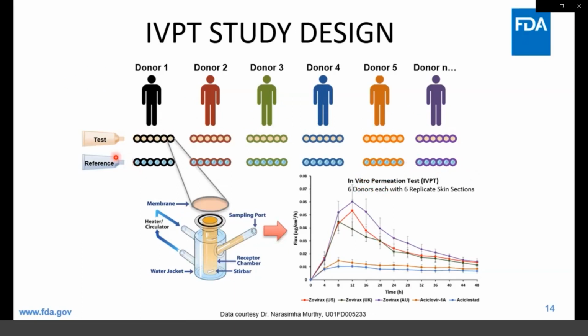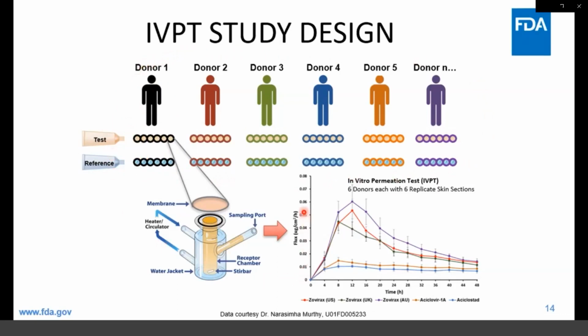In an IVPT study, we typically utilize multiple replicate skin sections from the donor to evaluate both the test and the reference product. We compare the bioavailability of the active ingredient from the test and the reference product within a single donor, and then we compare the data across multiple donors in an effort to understand the overall variability that is expected in the bioavailability of the active ingredients from these drug products.